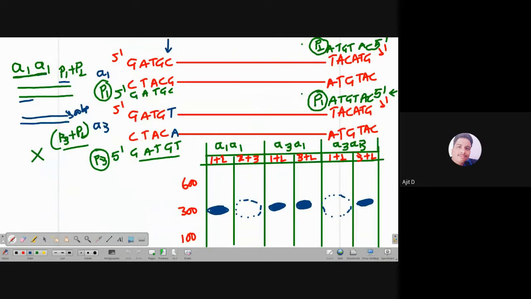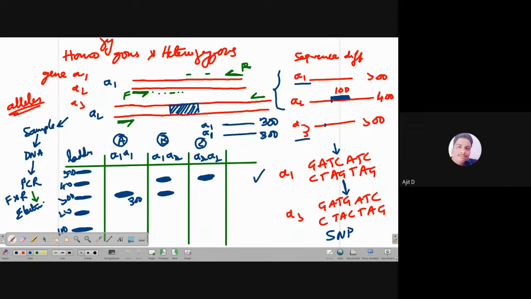Sir, I have a doubt regarding those bands. For example, what if there is a chance of having two bands of just 300 and 600 also? Is that related to the different fragment lengths? What if there's a change in scenario? For example, A1 is 300, but instead of A3 being 300, it's 600 or maybe even less than that. Is it related to the fragment length?